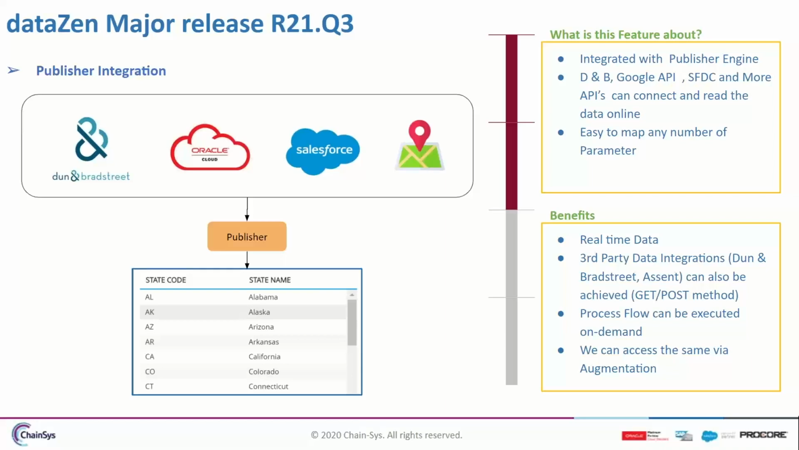Say, for instance, I'm going to create a new customer. At that time I'm going to enter the customer name and address. I can call Dun & Bradstreet in real time to get all the information from Dun & Bradstreet to validate whether the customer is a valid one or not.